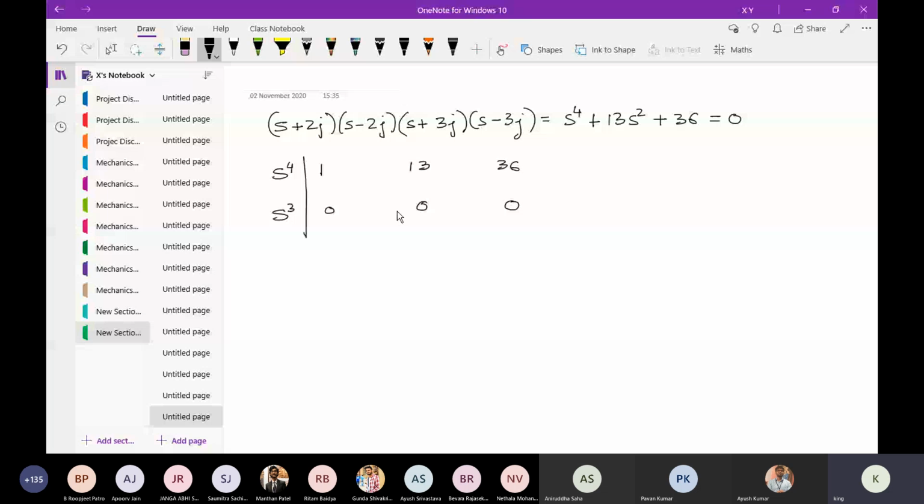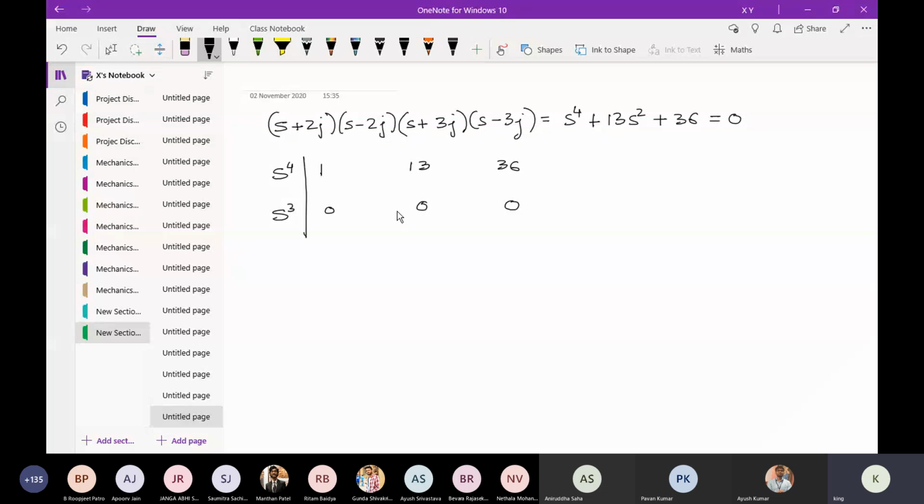This is where you get such a situation. You will also notice that we are getting a polynomial with coefficients missing, and the kind of polynomial that we are getting has S4, S square, S0. So this kind of polynomial is known as an even polynomial.